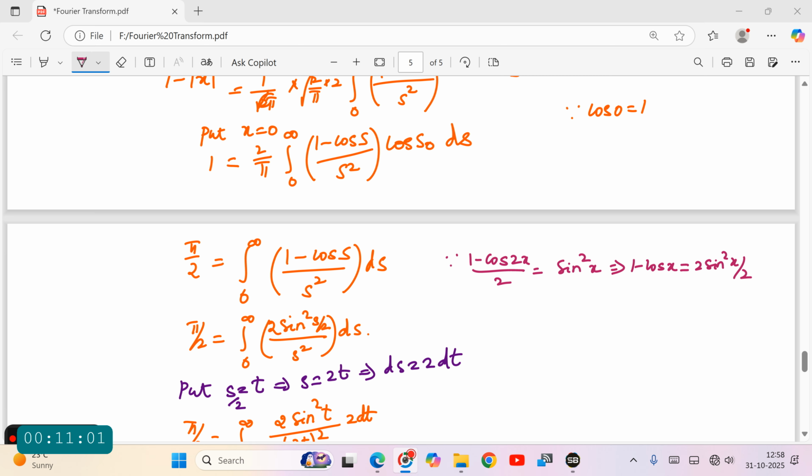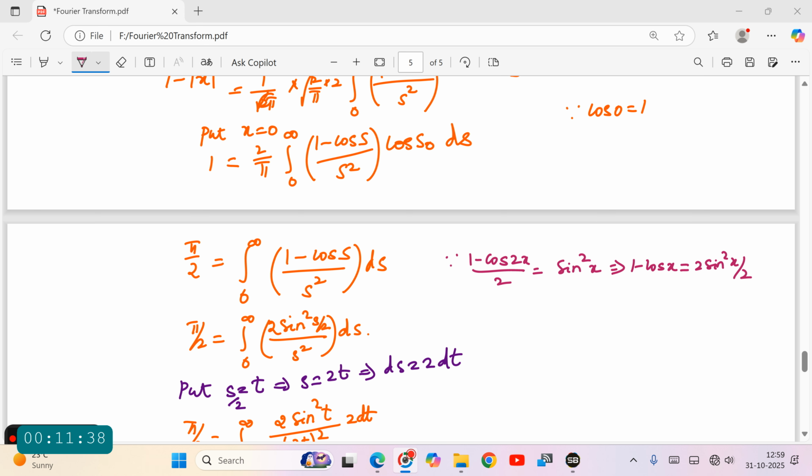Already we know the formula. What is the formula for sine square of x? Already studied: (1 minus cos 2x) by 2. Now bring this 2 to the other side, so 1 minus cos x equals 2 sine square x by 2. So replace 1 minus cos s with the formula 2 sine square s by 2, ds divided by s square. But what we need to prove is the term sine square t by t square. So take s by 2 equal to t. Then s equals 2t, and ds equals 2 dt.